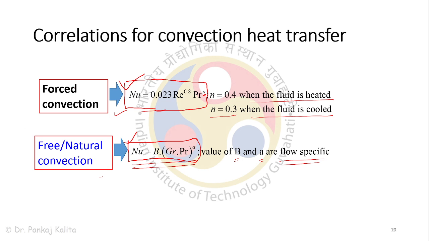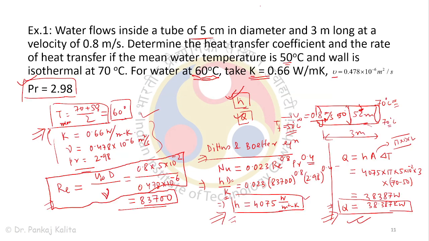Now we know this correlation for convection heat transfer for forced convection, and this is a case of heating the fluid. So the n value will be 0.4. So we'll put this value to calculate the Nusselt number, and Nusselt number is basically hD by k. What is the significance of this Reynolds number, Nusselt number, Prandtl number, Rayleigh number, Grashof number? Those are very important things. I think they are given later in the slide. I will explain just after this numerical.